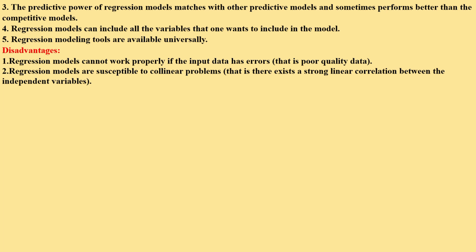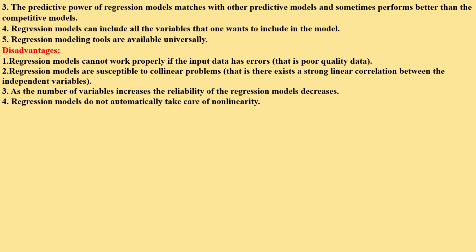Strong linear correlation between the independent variables, right? If there is linear correlation between the independent variables, then the model will be doubtful. As the number of variables increases, the reliability of regression models decreases. Regression models do not automatically take care of non-linearity.